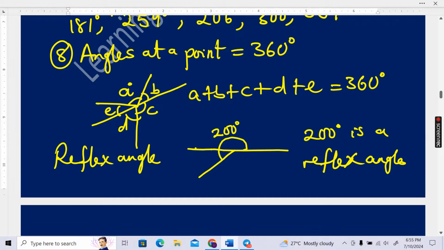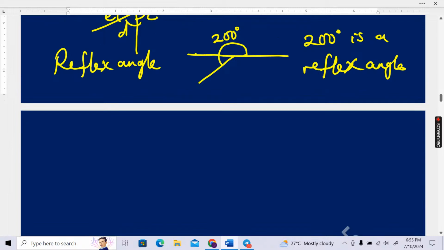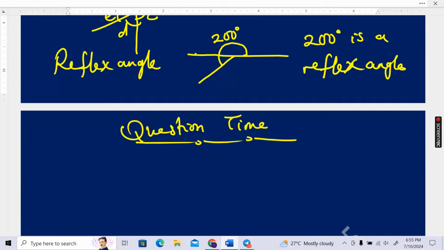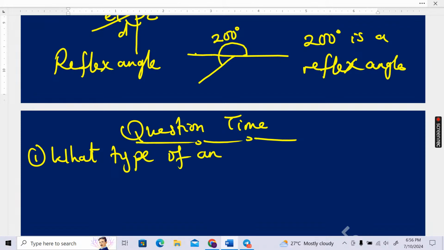Now it is question time, stars time. So let's see who wins this time. Where are the boys? I am expecting the boys to win, but if they don't, I believe they'll win next time. Now, what type of angle is 175 degrees? Type your answer in the comment section.